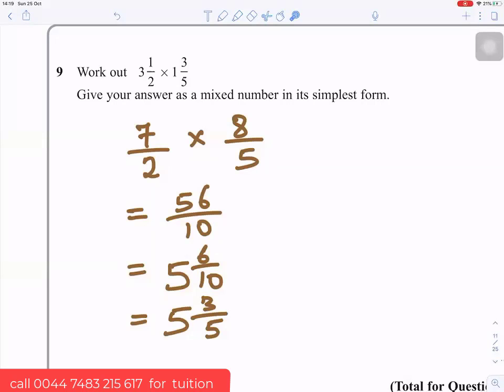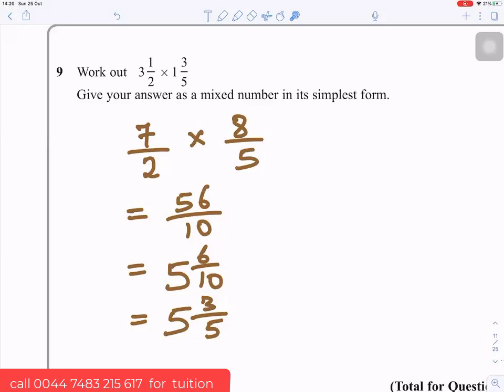Question number 9. Work out 3 1/2 times 1 3/5. Give your answer as a mixed number in its simplest form. To do that, we can change the mixed number 3 1/2 to an improper fraction. 3 times 2 is 6 plus 1 is 7. So that gives you 7 over 2. Change the next one. 1 times 5 is 5 plus 3. That gives you 8, so 8 over 5. Now we've changed both of them to improper fractions.